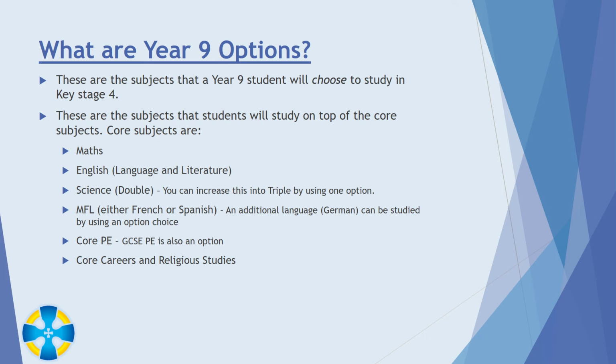You've got core PE, which is mandatory PE, which every single student does. We also have GCSE PE, but that's an option. And then we have core careers and core religious studies. Again, there is a GCSE in religious studies, but that is one of the options.